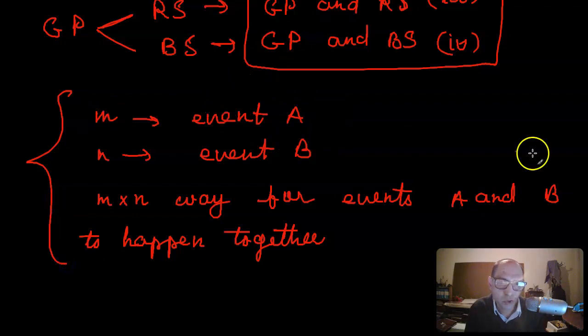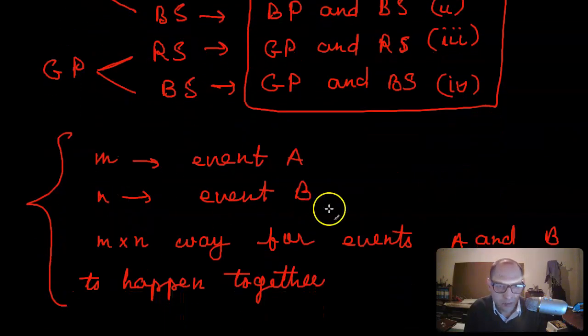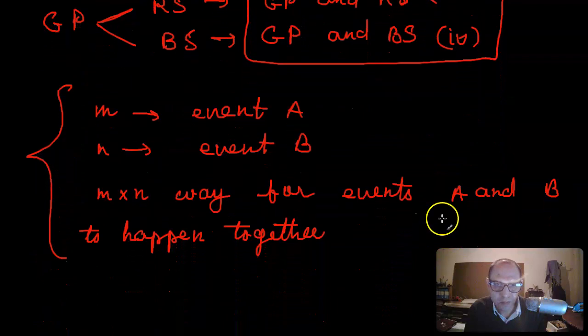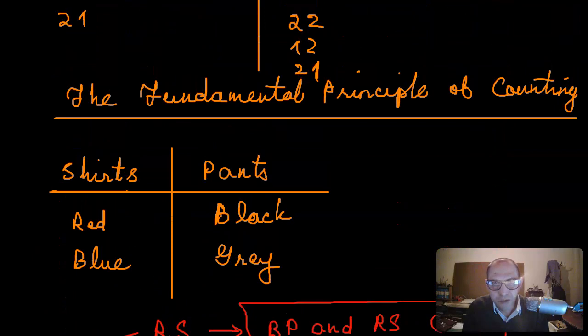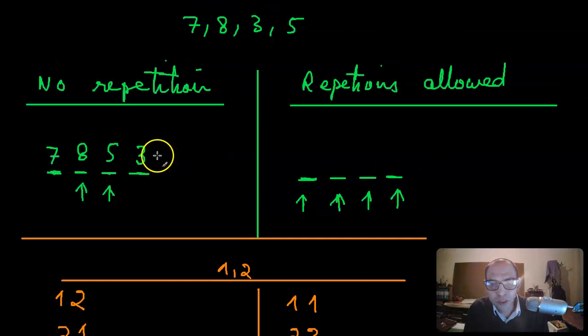There is m ways for event A to happen, meaning there is two ways that you can choose a shirt. There is n ways that event B can happen, meaning there is two ways to choose a pants. Then events A and B happening, meaning wearing a pair of pants and a shirt, can happen in m times n ways, meaning two times two ways, meaning four ways, and the four ways we listed here, right? So this is the fundamental principle of counting in mathematics. Now, the same principle you can use in order to decide how many numbers you can make using a given number of digits.